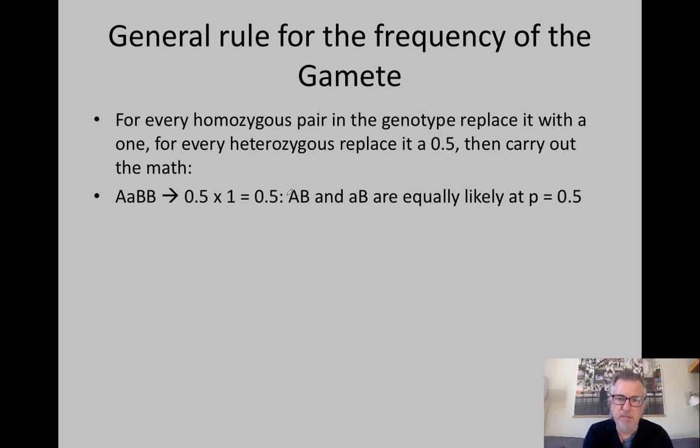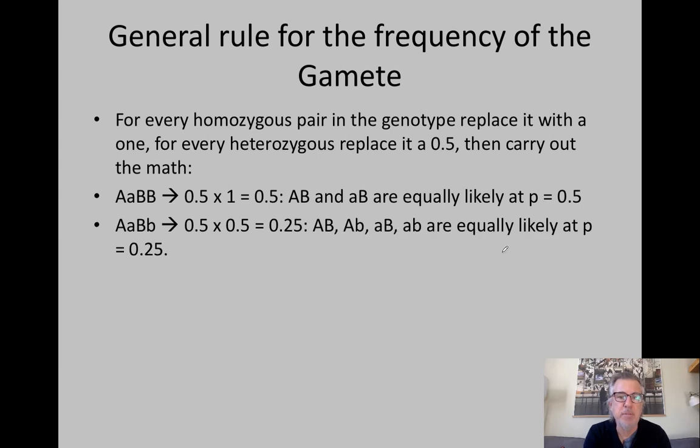So the frequency of the gametes is 0.5, and you can figure out by inspection that the gametes are big A, big B and little a, big B. They're equally likely at 0.5, 50% of the time.